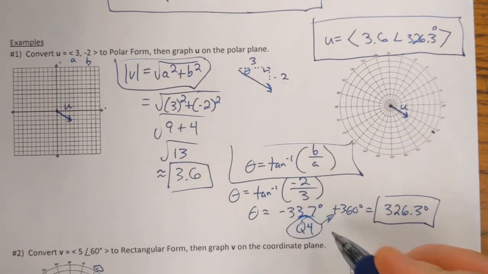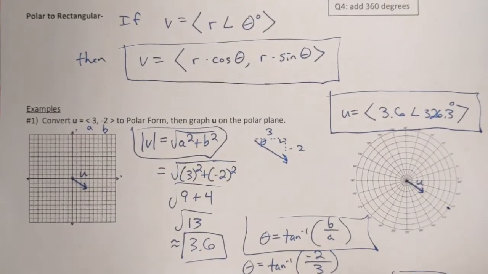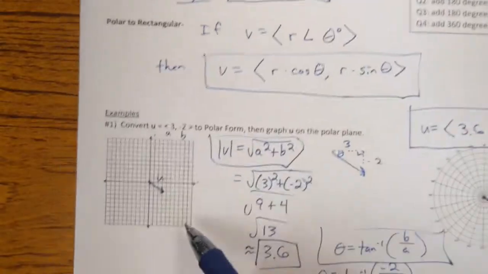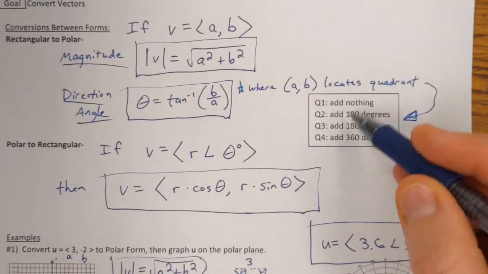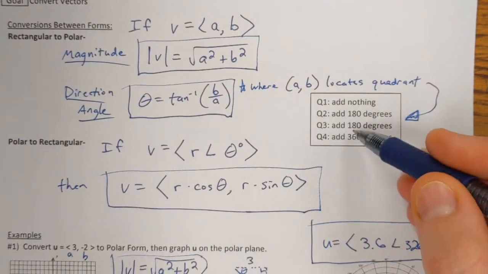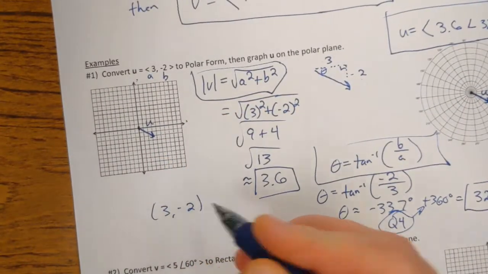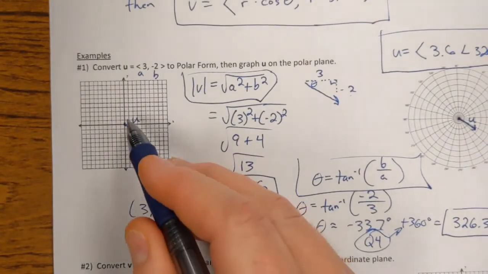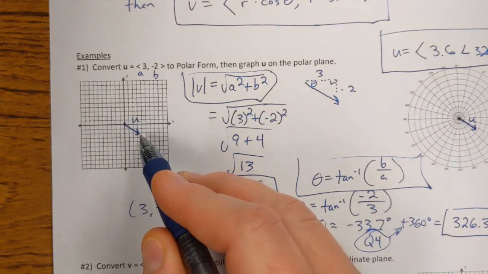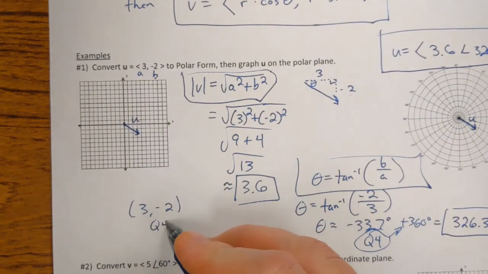And one more word about this quadrant. The way you're going to decide which quadrant to use, if you don't have a graph to look at, is you can really think of this as a point, 3, -2. The only quadrant where x is ever positive and y is negative would have to be quadrant 4.